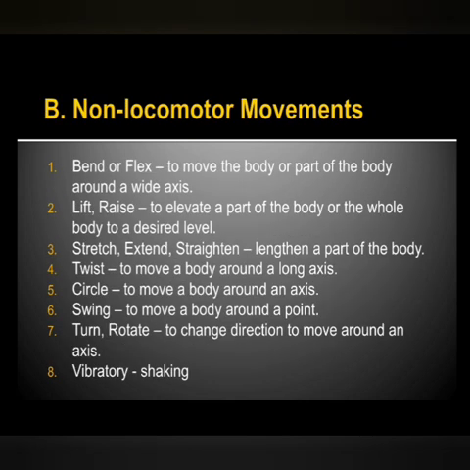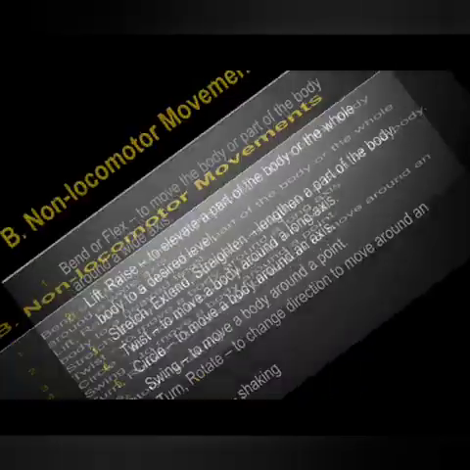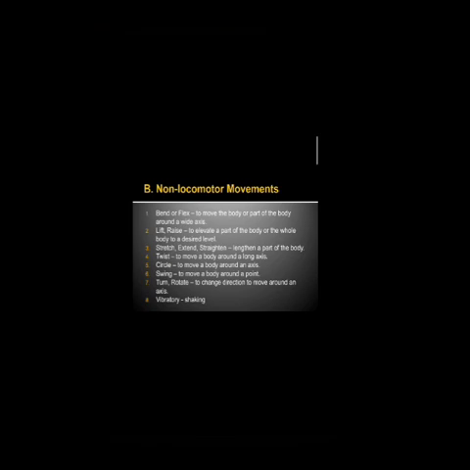Next, we have non-locomotor movement. We have number 1, bend or flex, to move the body or part of the body along the wide axis. Number 2, lift or raise, to elevate a part of the body or the whole body to a desired level. 3, stretch, extend, strengthen. It is to lengthen a part of the body.